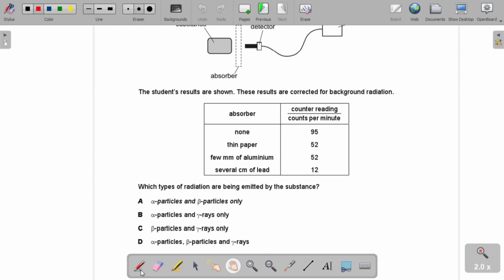When you have thin paper here and it has these counts, there is likelihood of alpha particles. And when they put aluminium, there is no change. So that means there is no beta, because beta particles penetrate a few centimeters of aluminium, but here there is no change. So no beta particles. And then several centimeters of lead, there is a change. So that means we have gamma rays present.